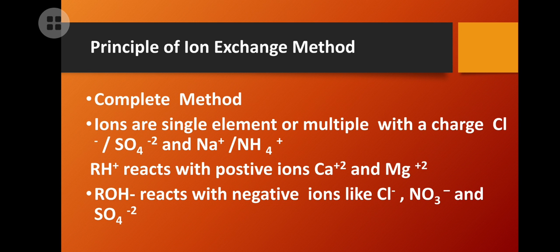Basically, an ion could be a single element or a group of elements, but there should be a charge on it. And since there is a charge, we have two types of ions, positive ions and negative ions.